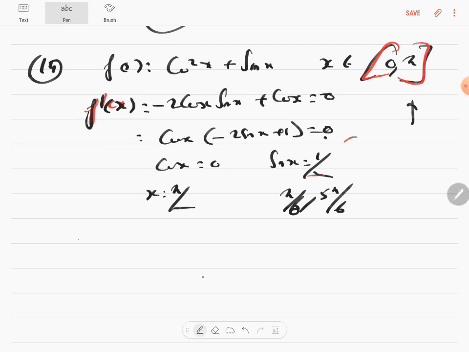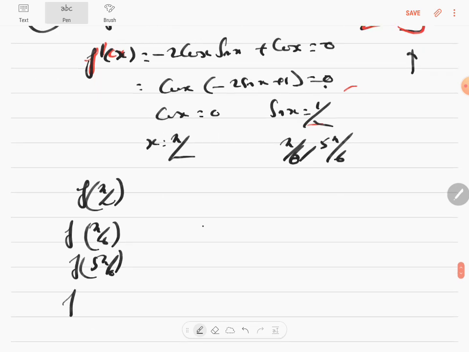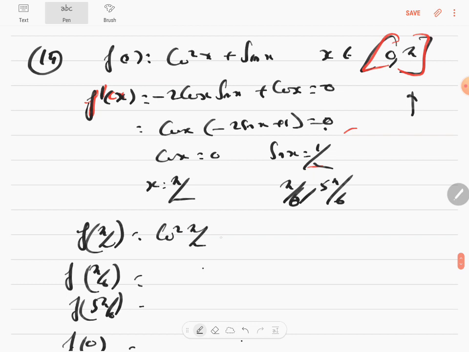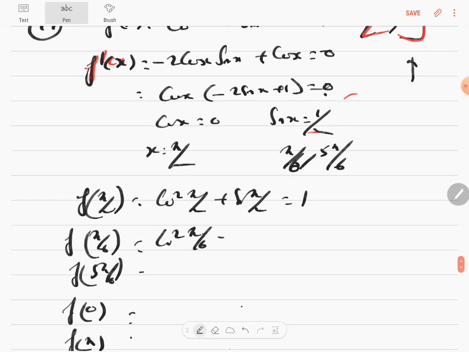Substitute in the question. So f of pi by 2, f of pi by 6, f of 5 pi by 6, f of 0 and f of pi. Take it and substitute in the question itself and find out which one gives you the maximum answer and the minimum answer. So cos square pi by 2 plus sin pi by 2 is just 1. cos square pi by 6 plus sin pi by 6. What is cos 30? It is root 3 by 2, which squared is 3 by 4, plus sin 30 is 1 by 2. So 4 is the LCM. This will be 5 by 4.